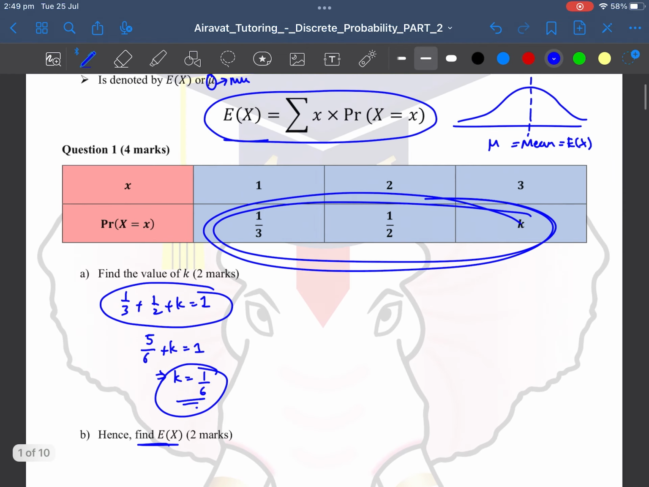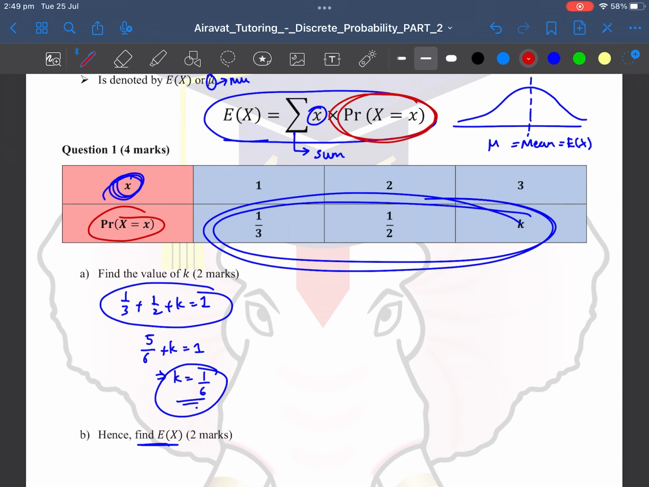Okay, so let's learn what this mean formula has to say. This symbol over here is also called sum. Basically it's just the sum of x times Pr(x). So this x over here is this right here, and this whole thing over here is this.